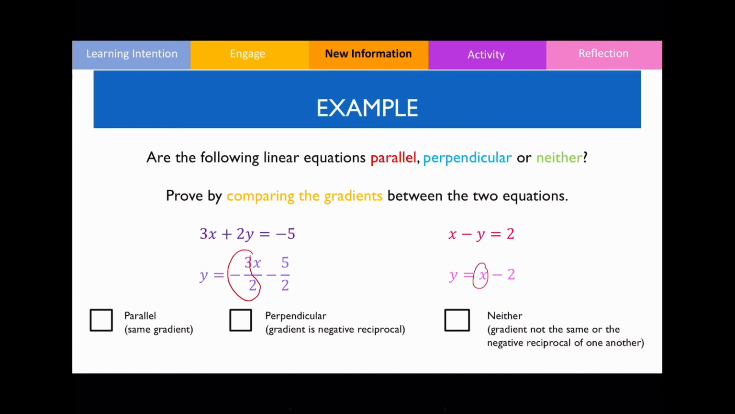In this case over here, the gradient is negative 3 on 2. This one is positive 1. You'd notice that they're not the same. Neither are they the negative reciprocal of one another. So therefore, the answer is going to be neither in this case.